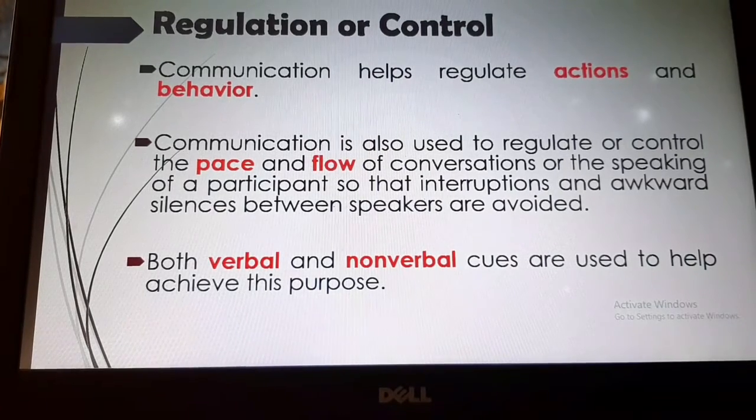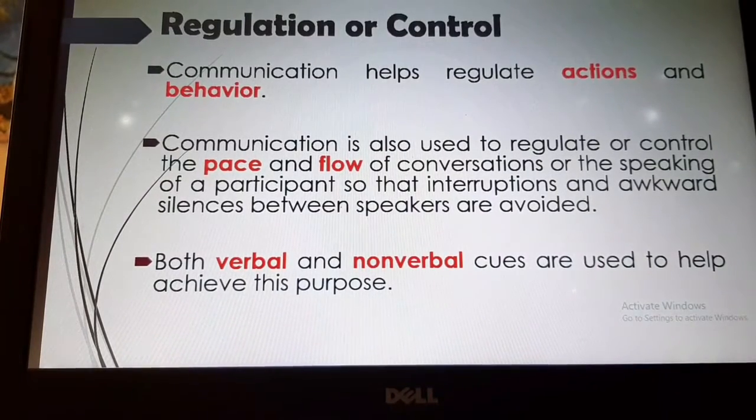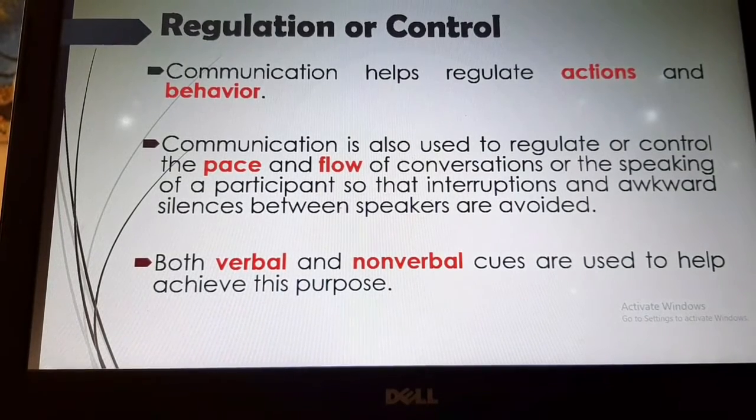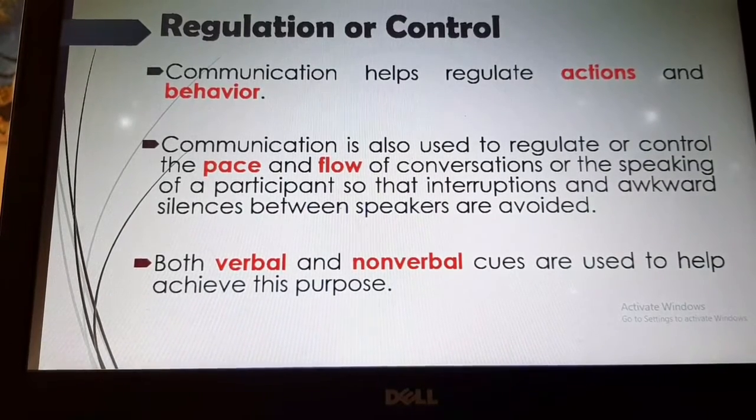All these help regulate our actions as well as our behavior. Because if you happen to violate these rules and regulations, a corresponding punishment may be given to you in order to establish the value of discipline on your part. Kasi imagine a country without laws. Imagine a certain community without rules and regulations. What do you think will actually happen to its citizens? Di ba magiging chaotic, magiging magulo? So that's why communication is used in that particular manner.